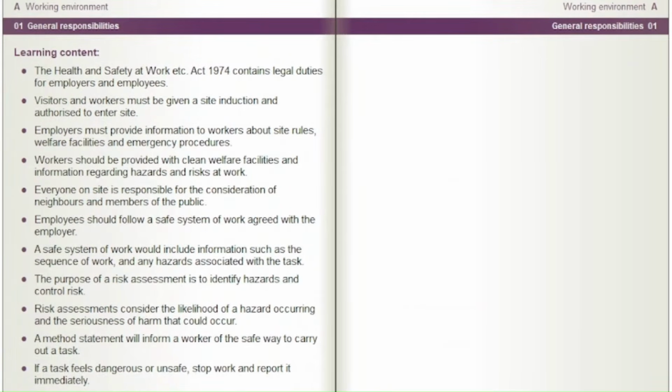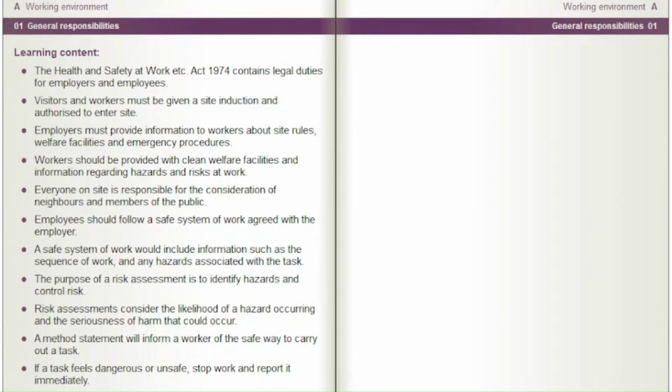The Health and Safety at Work, etc. Act, 1974, contains legal duties for employers and employees. Visitors and workers must be given a site induction and authorised to enter site. Employers must provide information to workers about site rules, welfare facilities, and emergency procedures. Workers should be provided with clean welfare facilities and information regarding hazards and risks at work. Everyone on site is responsible for the consideration of neighbours and members of the public.